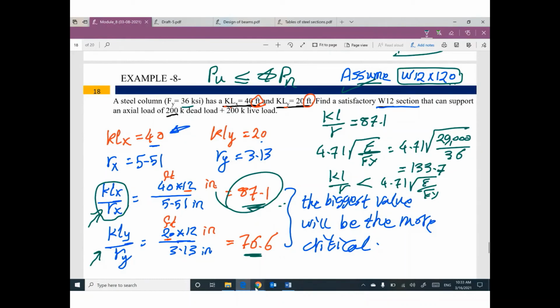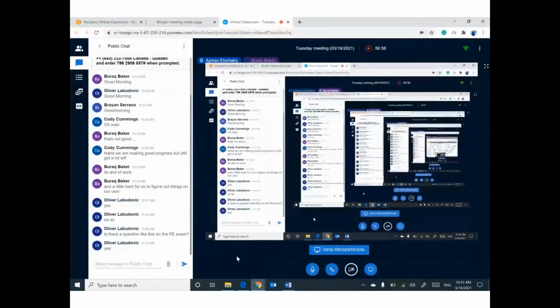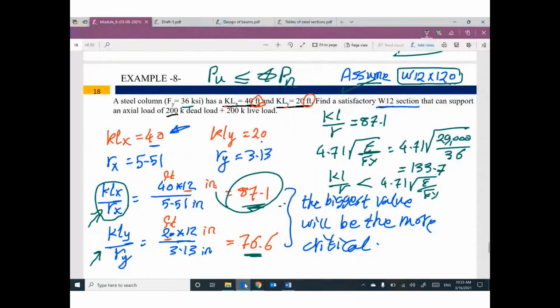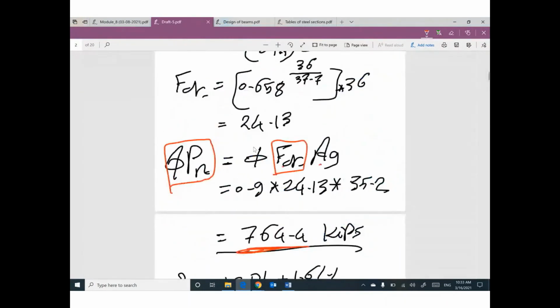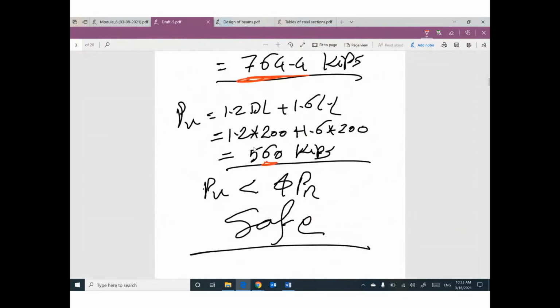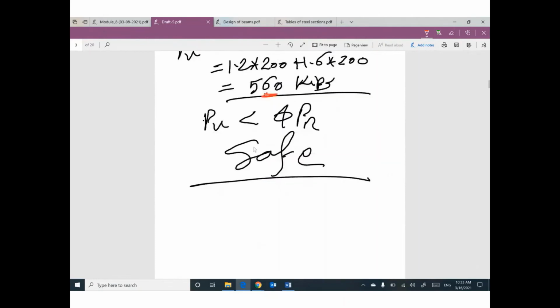Do you have a question? Yes, sir. What is your question? Since P ultimate is close to phi Pn, that makes it safe and somehow economic. But if P ultimate is a lot less than 560, then it would be more safe but not economic. Correct? Yes. Okay. Thank you.